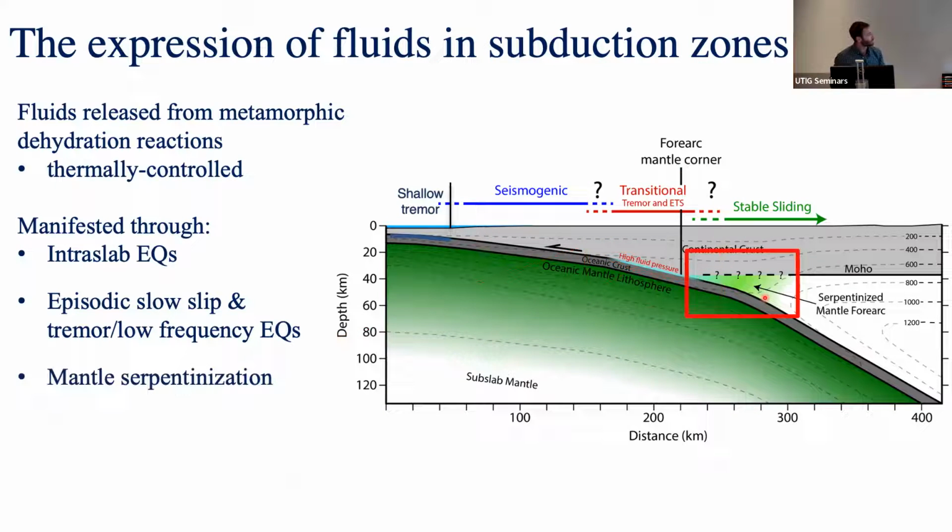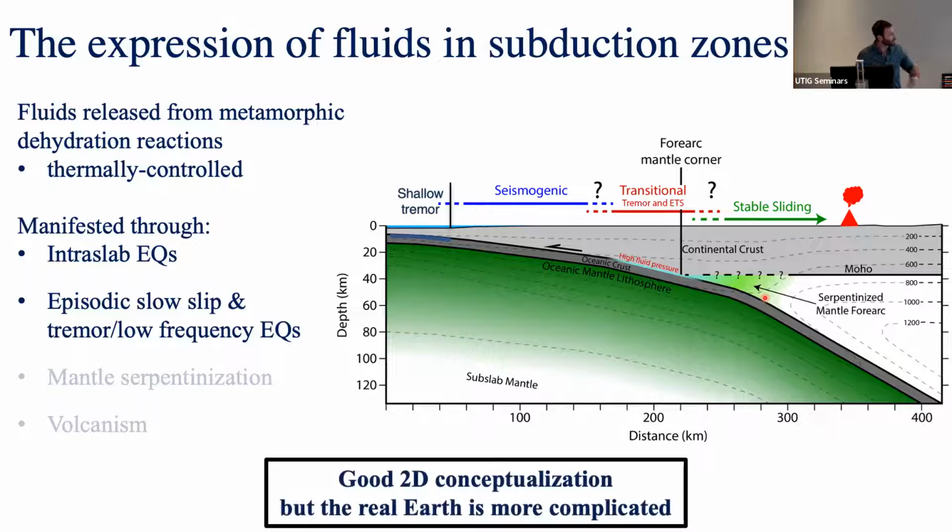Now, of course, we can release fluids deeper than this as well. If we release these into the cold part of the mantle wedge, this leads to serpentinization. Even deeper, if it fluxes through that convecting hot portion of the wedge, it leads to flux melting and the generation of our volcanism in our overriding plate. Now, for this talk, I really just want to focus on these seismogenic phenomena. And I'd say this is a pretty good conceptualization in 2D of what a particularly warm subduction zone looks like, but the real Earth is much more complicated than this, which is good for all of our job security.